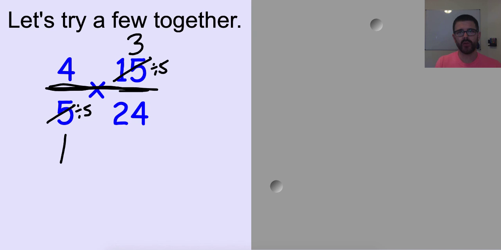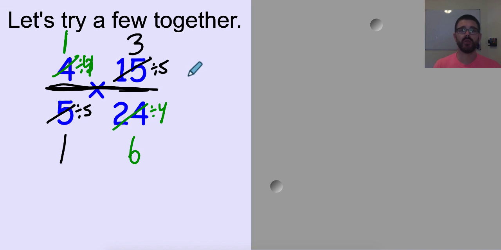Now I'm going to check the other direction. 4 and 24. Well, 4 and 24 can each be divided by 4. Oh, by 4 and by 4. 24 divided by 4 is 6. 4 divided by 4 is 1. So it's really like simplifying a fraction. You just are mixing and matching which fraction you're pulling numbers from.